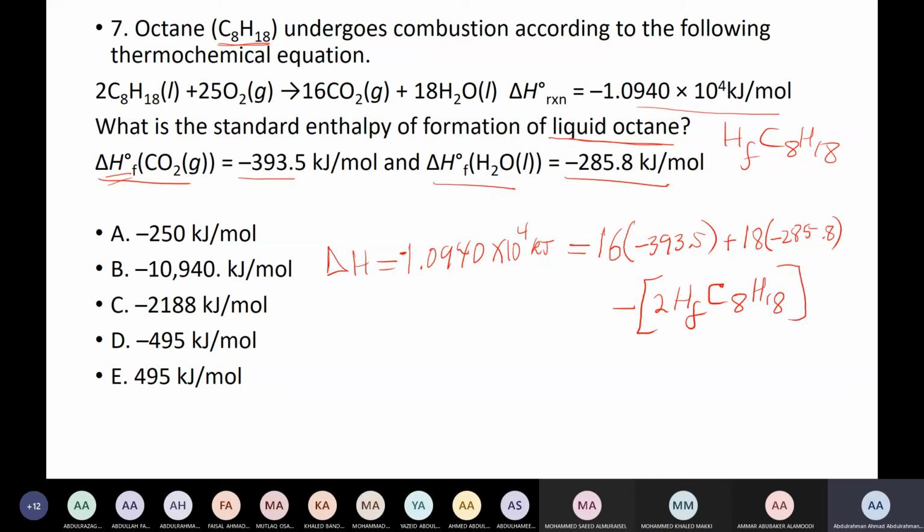What's the heat of formation of O2? 0. Yes, that's why I will not care about this, because this is equal to 0. So the only thing that you don't know in this reaction is this thing. Go ahead, calculate it very quickly. Give me an answer.